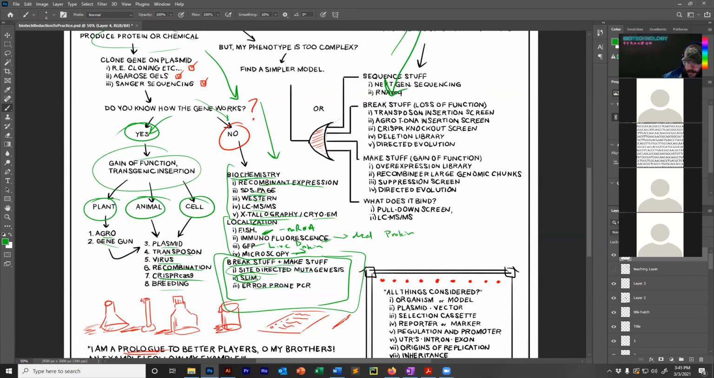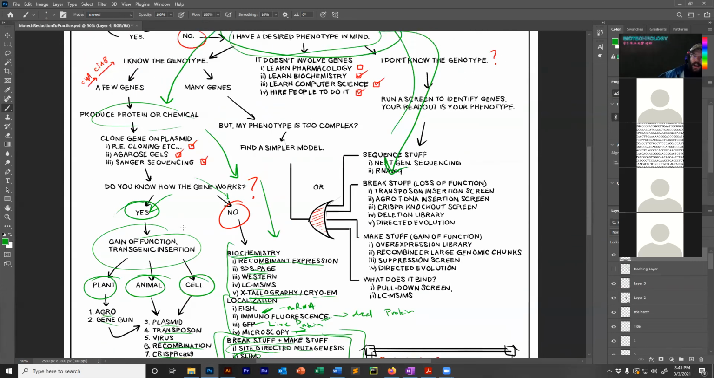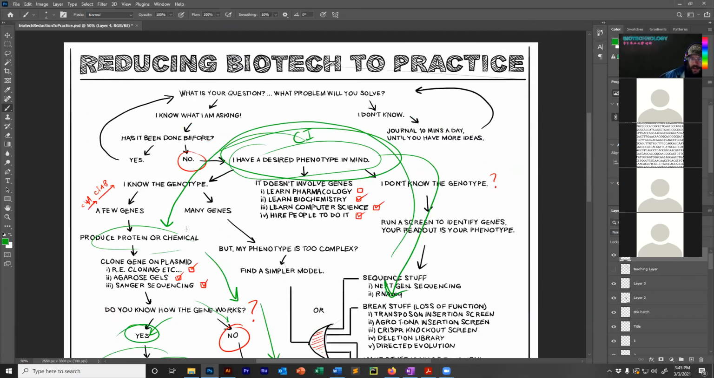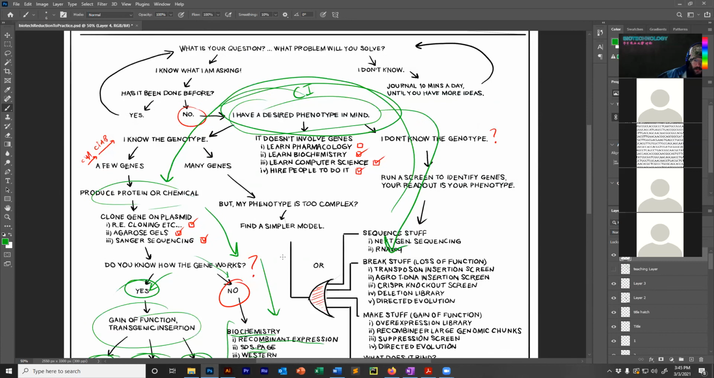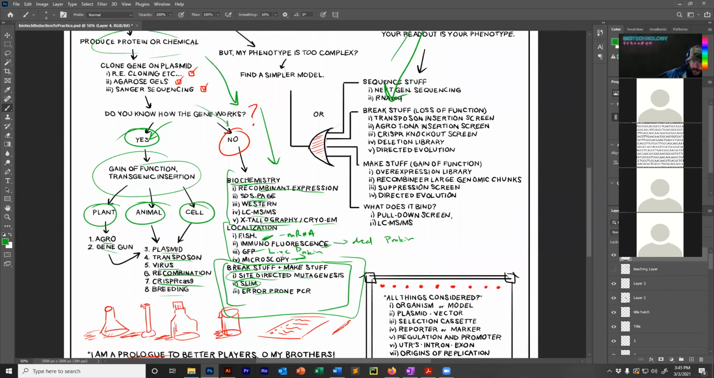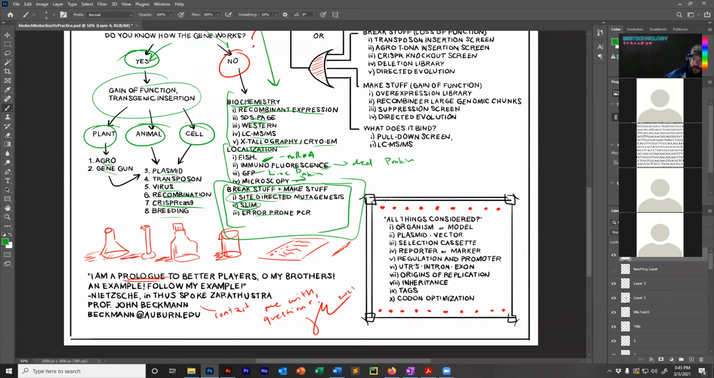So this is a framework for when you're thinking about your project and how to approach some of your questions. Start thinking through this flowchart, and hopefully this will organize your thinking a little bit better. Now, I will finally just talk about this little box. This is just a helpful box to make sure you thought of all the things that you need to think about to make sure that your experiment is going to work.